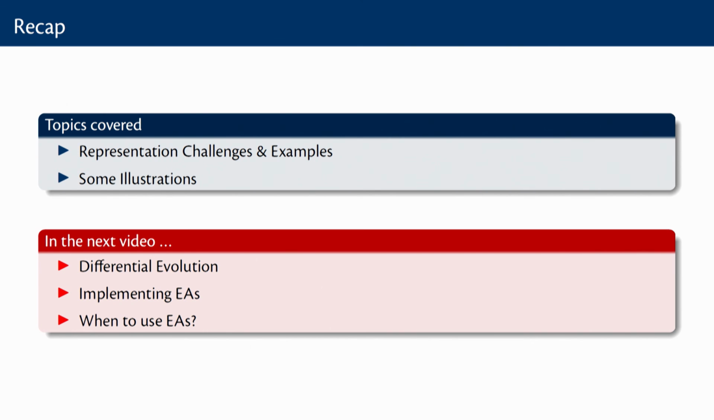In today's video, I hope you got an introduction to the challenges involved with representation, some example representations, and an illustration of how we go about solving with a genetic algorithm. In the next video, I will introduce another evolutionary algorithm, namely differential evolution, which is a very powerful algorithm especially for handling biological data sets and biological parameter estimation. We will also look at some of the challenges in implementing evolutionary algorithms, and discuss when EAs are actually useful.